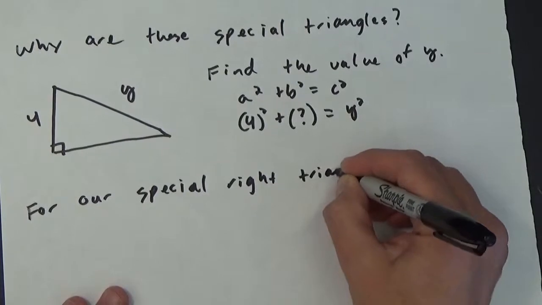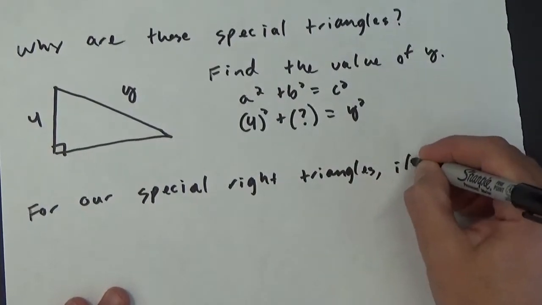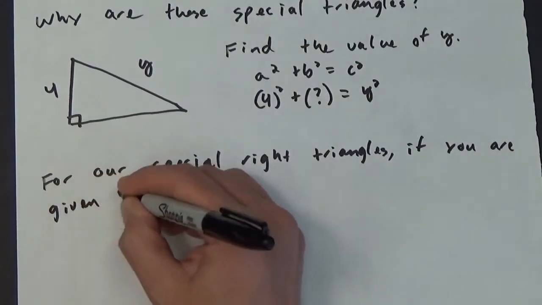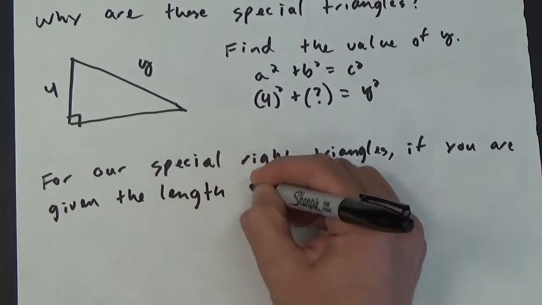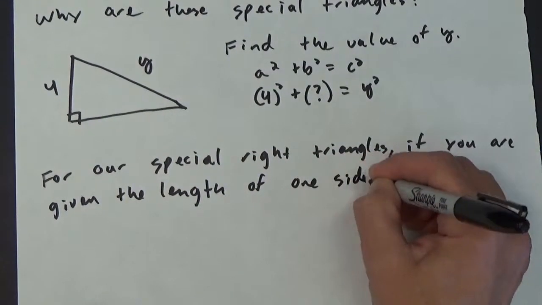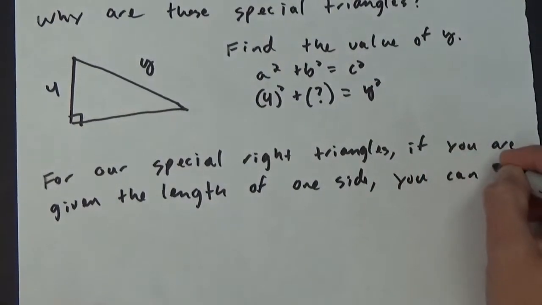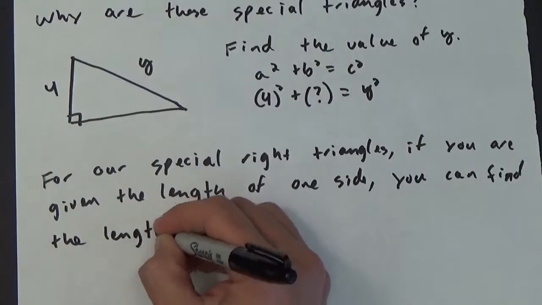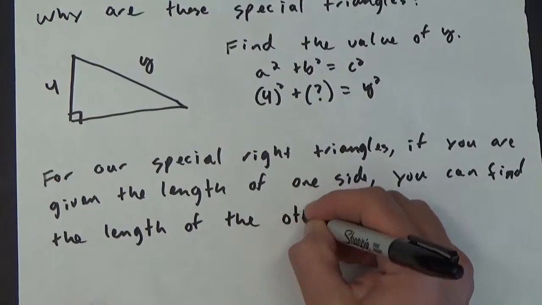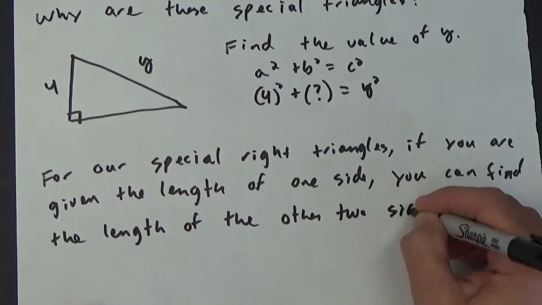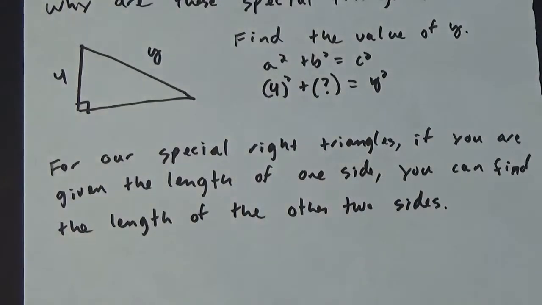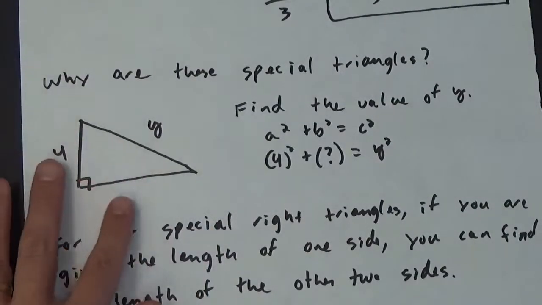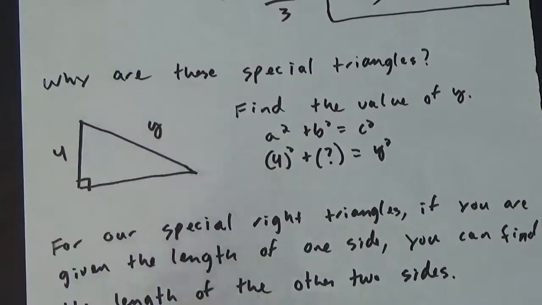So for our special right triangles, if you are given the length of one side, you can find the length of the other 2 sides. So there you go. That's what makes them special. So in this particular case, in this problem here, because we don't have the length of this side here, we can't find the value of y.